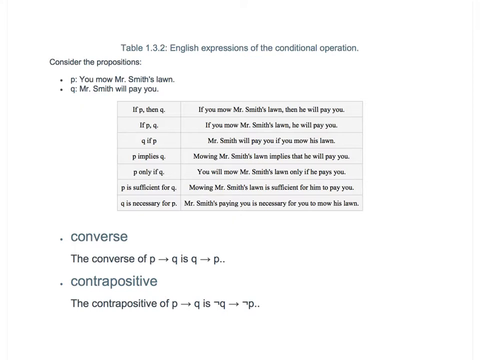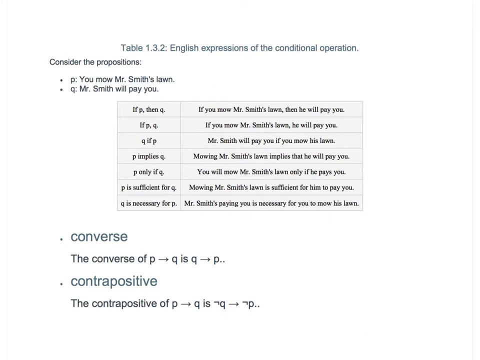The converse of a conditional proposition like P then Q is defined as Q then P. So remember, when we say find the converse of a conditional proposition, we mean you need to swap the place of the hypothesis and conclusion. So instead of saying P then Q, you say Q then P.